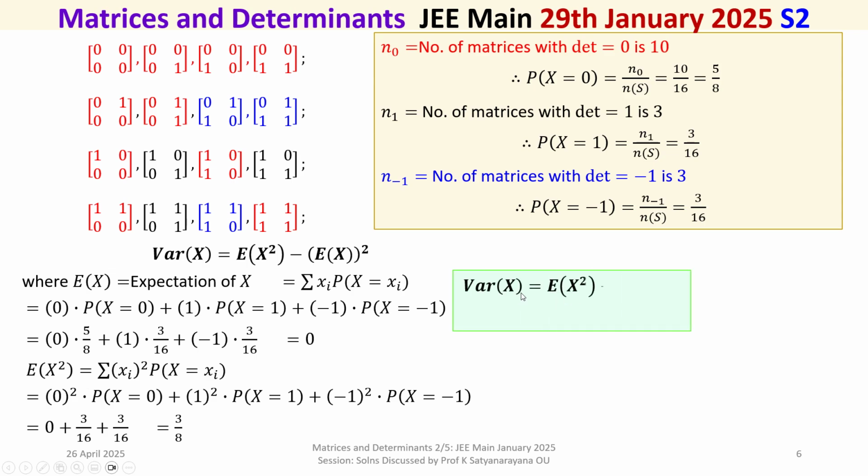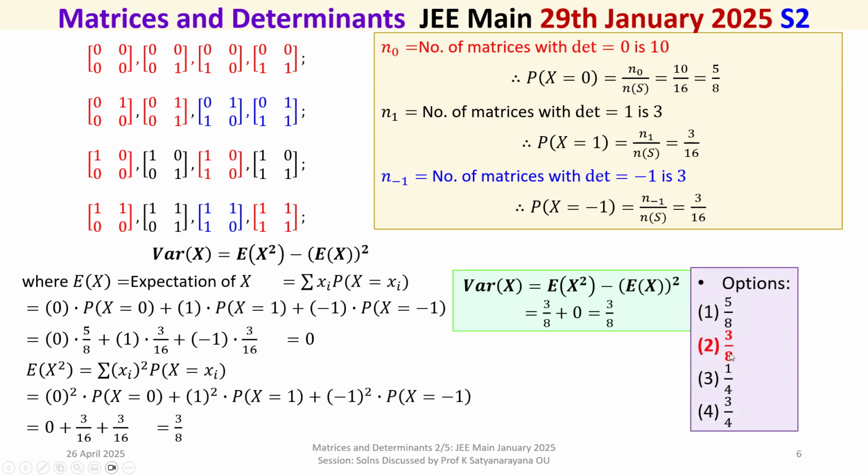The variance of x is given by the expectation of x square minus the square of expectation of x. That is 3 by 8 minus 0. That is 3 by 8. Let's look at our options. Our answer 3 by 8 appears against option 2. Therefore, the answer to this question is option 2. That is the detailed discussion of the solution of the given problem.